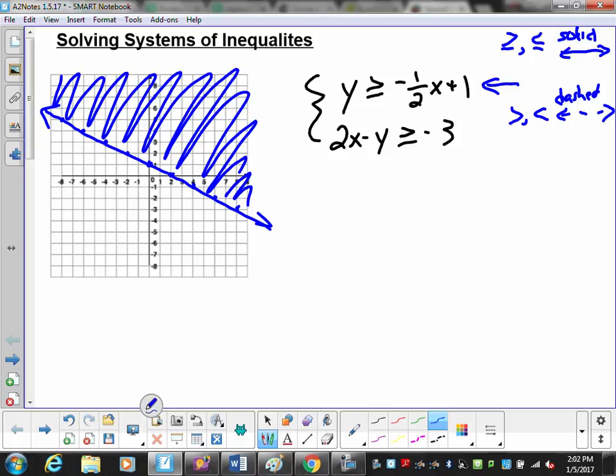Okay. All right, the next one, 2x minus y is greater than or equal to negative 3. That one is not in slope-intercept form. So the first thing we have to do is put it into slope-intercept form. Okay? And to do that, I need to get rid of that 2x. So I'm going to subtract the positive 2x from both sides. Which leaves you with negative y is greater than negative 3 minus 2x.